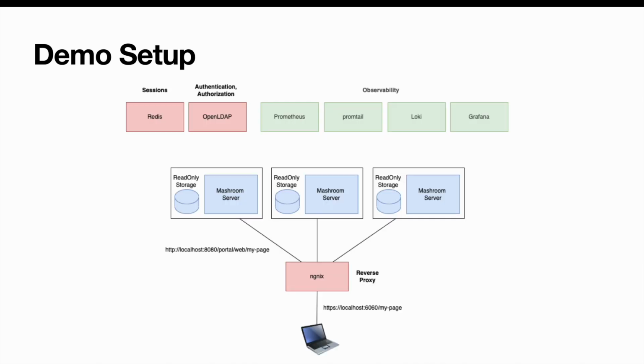At the end of this lesson, we should have a setup like this. A bunch of Mashroom server instances with a local read-only storage, a Redis server to hold the session, an OpenLDAP server for authentication and authorization, and an Nginx server that acts as a reverse proxy.